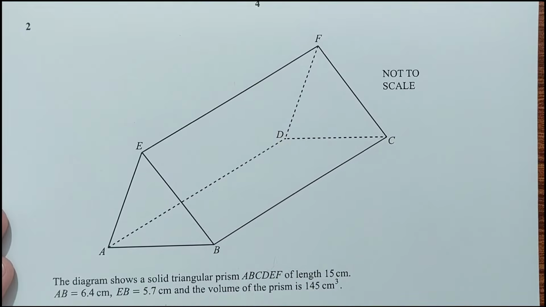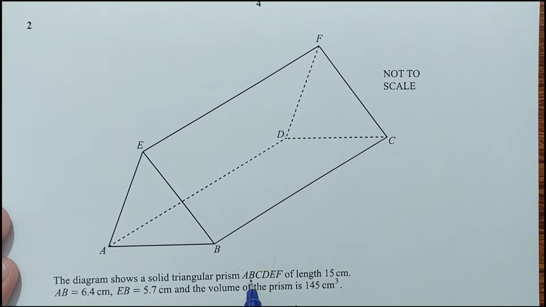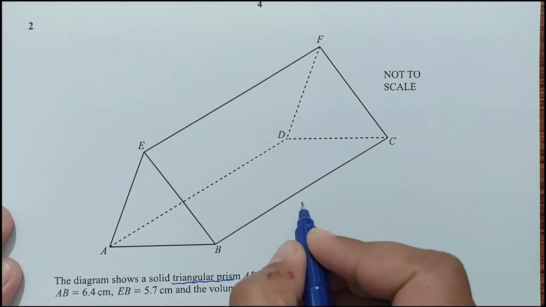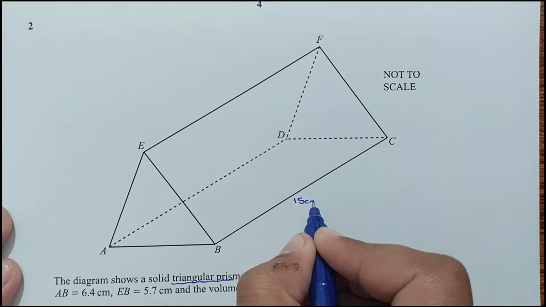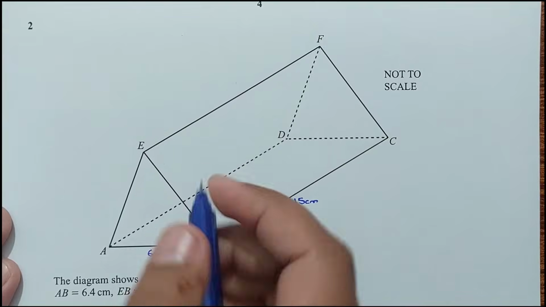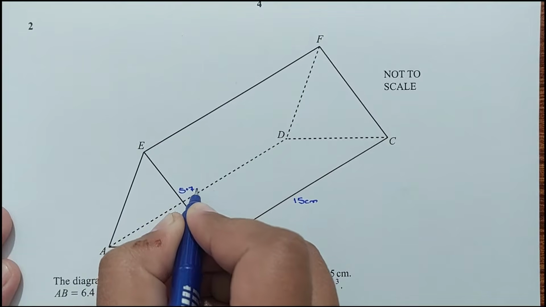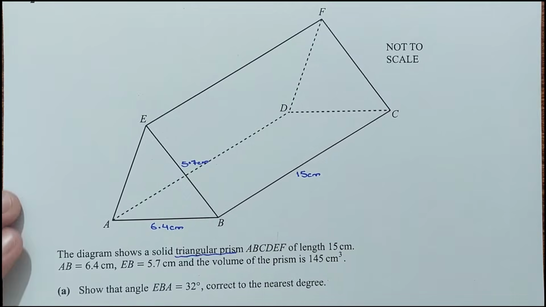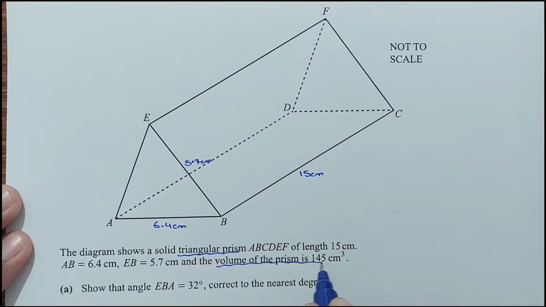Question number 2. The diagram shows a solid triangular prism A, B, C, D, E, F. It is a triangular prism of length 15 centimeters. This is the length, so this would be 15 centimeters. AB is 6.4 centimeters. EB, E to B, is 5.7 centimeters. And the volume of the prism is 145 centimeters cubed. We have been given this information, right?